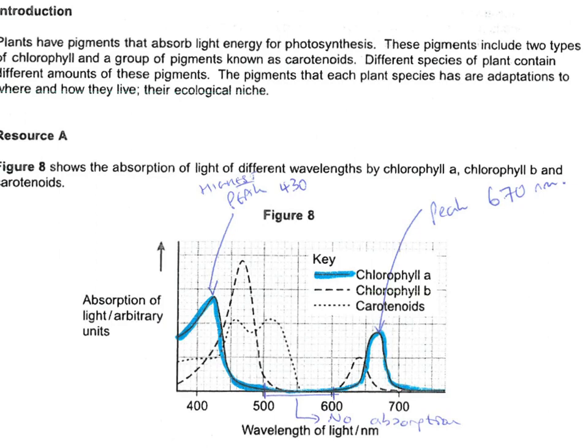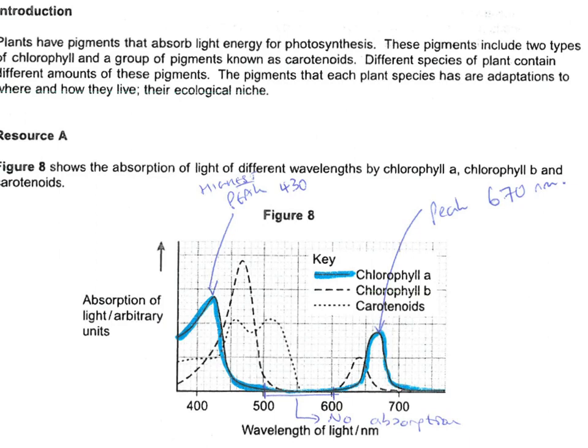So we can see here that when the plant's exposed to different wavelengths of light, these wavelengths over here correspond to the red end of the visible light spectrum, and these wavelengths down here correspond to the blue end of the visible light spectrum. Chlorophyll A absorbs the most light at a peak of around 430 nanometers, which corresponds to blue. So chlorophyll A absorbs a lot of blue light. Hardly any at all, so zero between 500 and 600 nanometers, and no absorption at all.